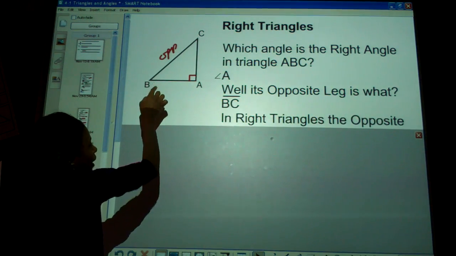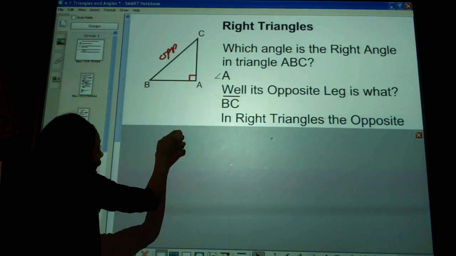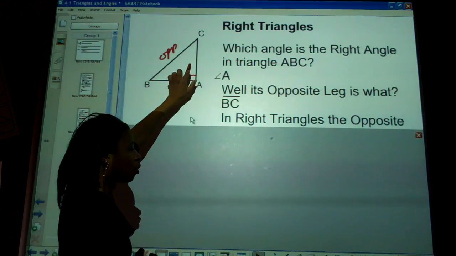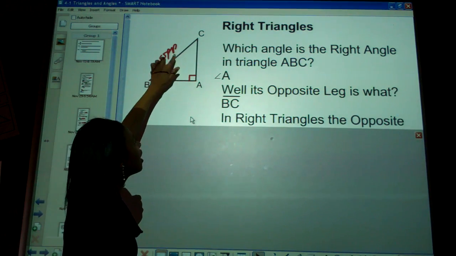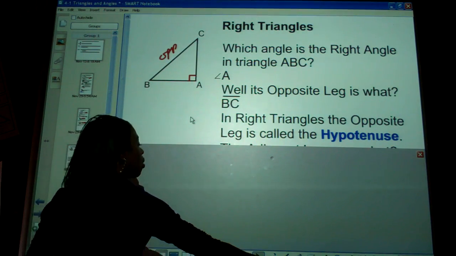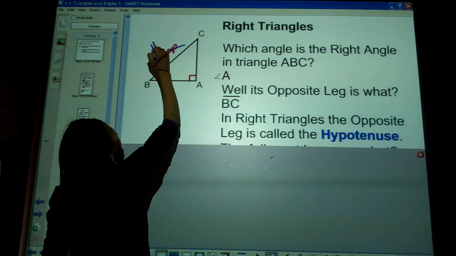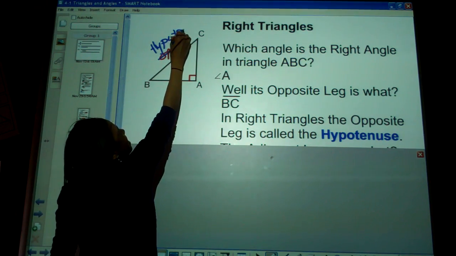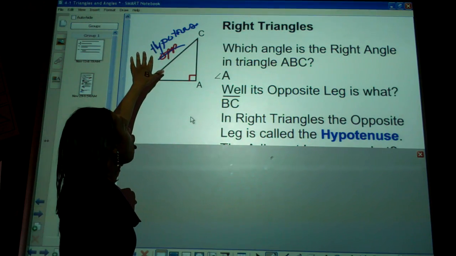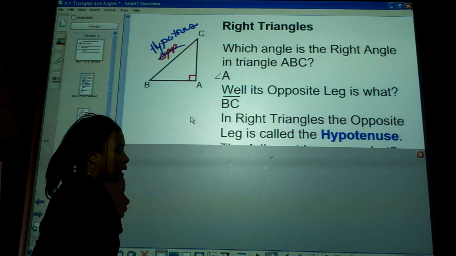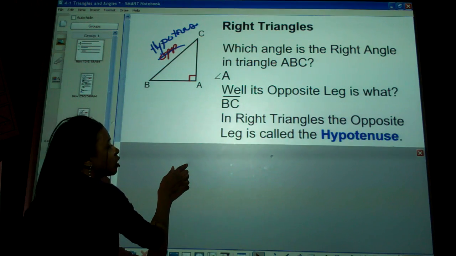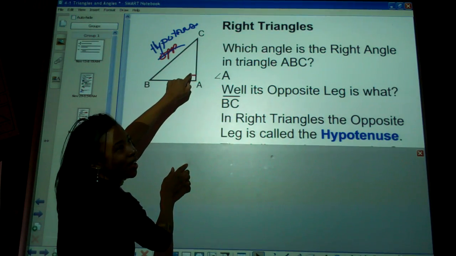If I'm looking at triangle ABC, when we talk about the leg that's opposite to the right angle, only the right angle, only on right triangles, the leg that's opposite is called the hypotenuse. We don't call it the opposite leg. Only on the right triangle, we call this the hypotenuse. It is opposite, but it's called the hypotenuse. Okay? We don't call it opposite, even though it is, but we call it the hypotenuse. Only on a right triangle, and only the angle that's right.